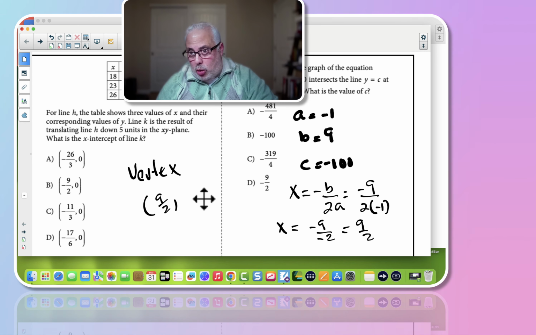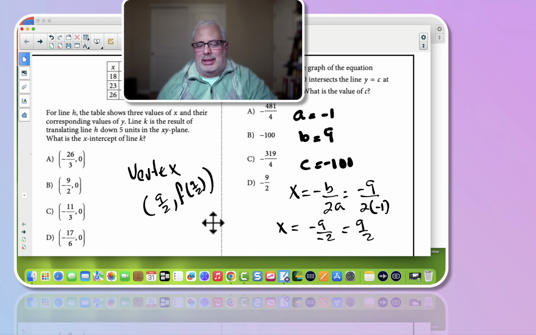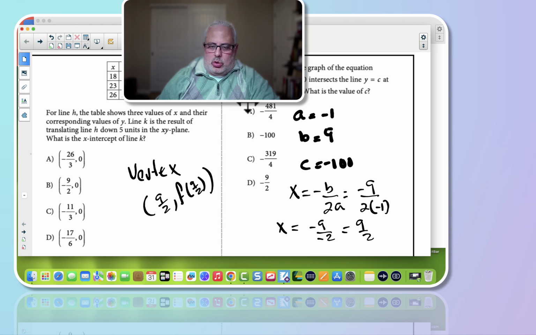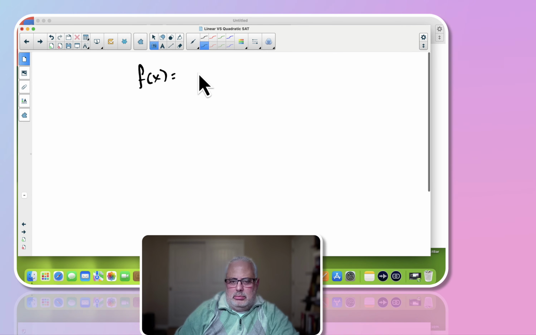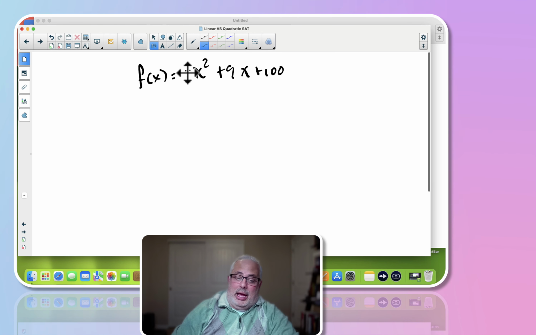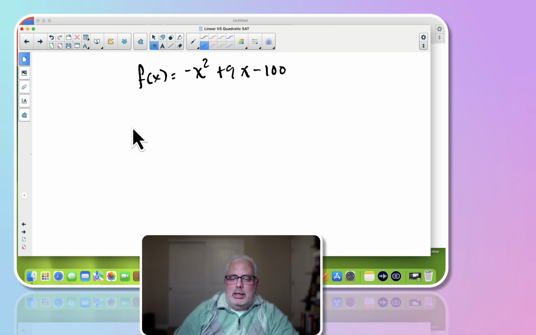Now to find the y-coordinate of the vertex, which is the answer, because the explanation about the horizontal line, we evaluate the function at 9 over 2. This is the next step. So we write the equation of the function: minus x squared plus 9x minus 100. And we are going to evaluate this for 9 over 2.